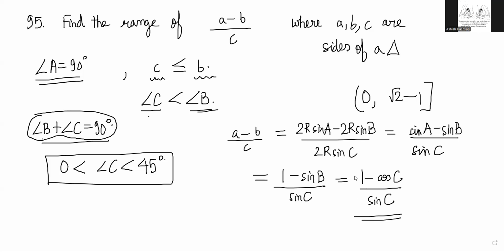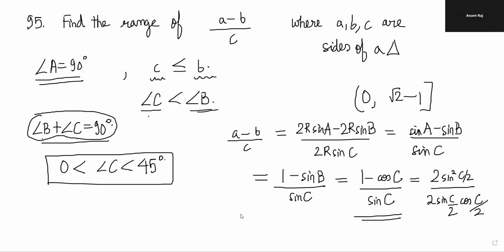And if you want, you can convert it to half angle and make it tan C by 2. Because the top part will be 2 sine square C by 2 divided by 2 sin C by 2 cos C by 2. So this whole thing is becoming tan C by 2.